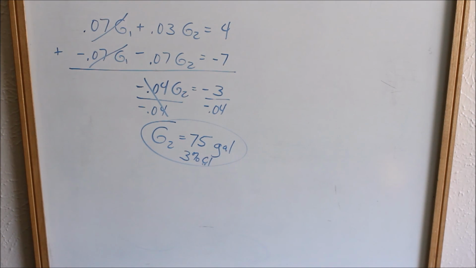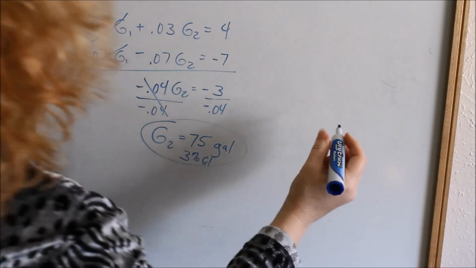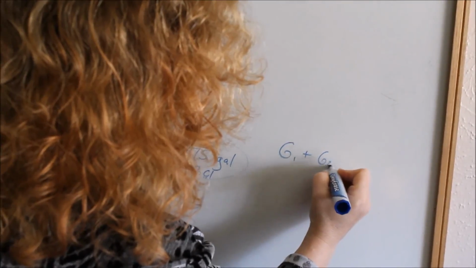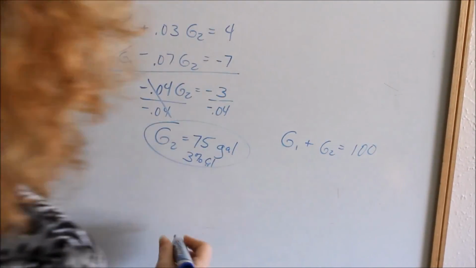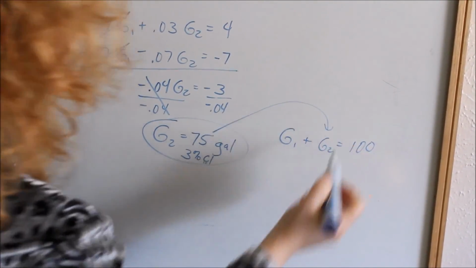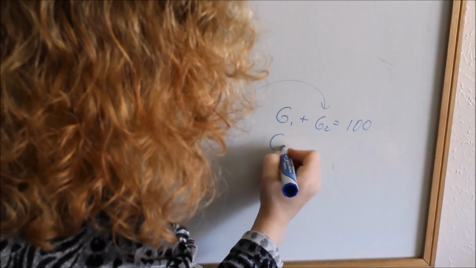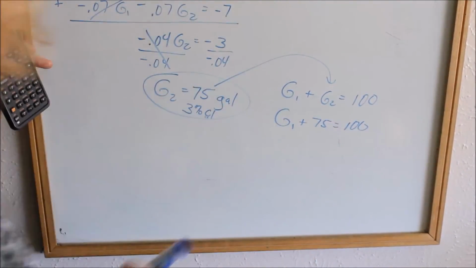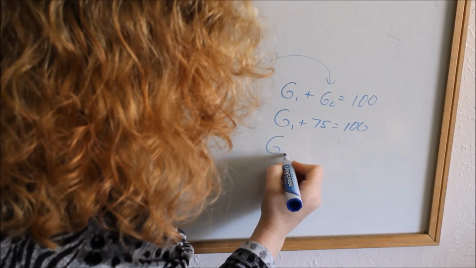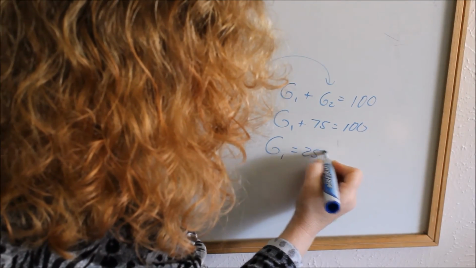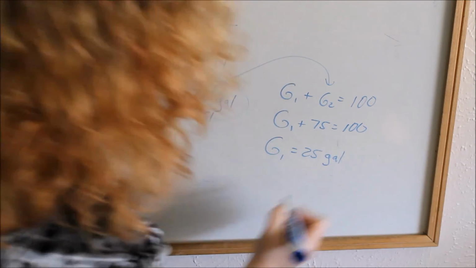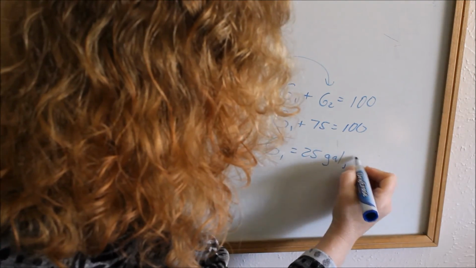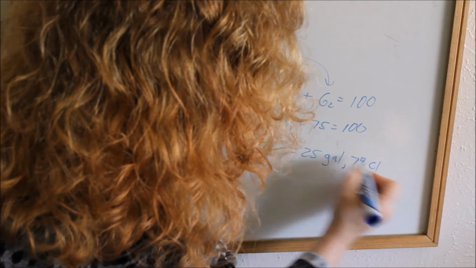Okay, that was chlorine. So, remember my how many or how much equation was G1 plus G2 equals 100. So now I can take this and put that in for G2. So I can solve for G1. Subtracting 75 to the other side, I can see that G1 is going to be 25, and that's gallons. That's what that represented. And that was for my 7% chlorine.